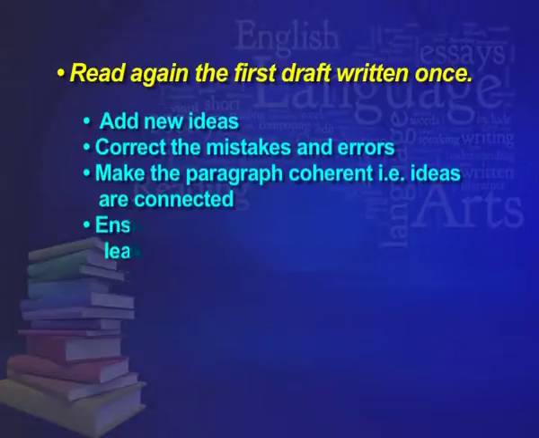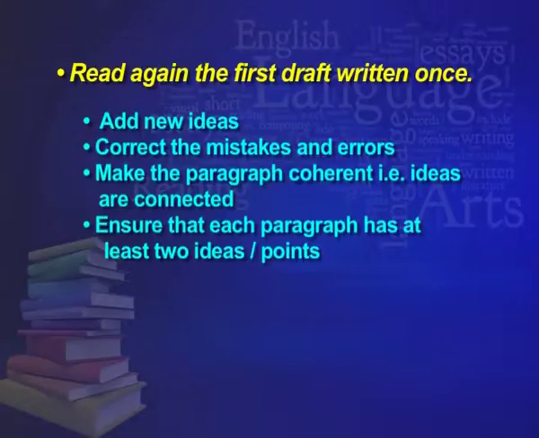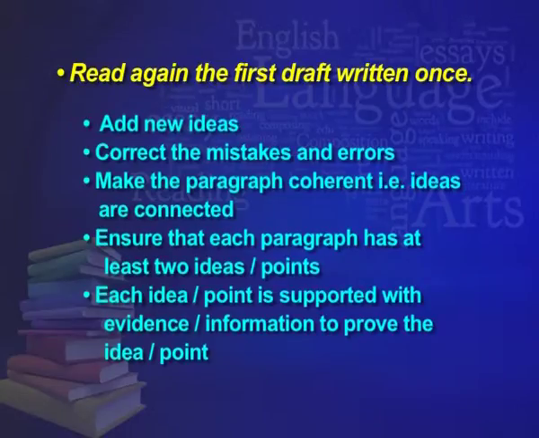Let us go further. Ensure that each paragraph has at least 2 ideas. You talk about the table or the television, how they look and how the whole room looks. So, at least 2-3 ideas. Each idea or point is supported with evidence or information to prove the idea or point. When you write, you make a statement: there is a table at the corner with books. So, it is a complete idea. If you say there is a table, where it is placed and what things are kept on the table is not stated, it is not complete. So, you have to write a complete idea.